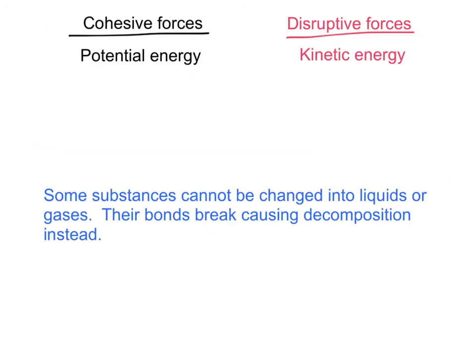So really quickly, cohesive forces are found more in solids and liquids. Those are potential energy. As that energy changes into particles moving, which is kinetic energy, we get gases. We get the disruptive forces becoming bigger than the cohesive forces that hold things together. And we get disruptive forces being big and kinetic energy being big, like in gases. Now, not all substances can be changed into liquids and gases. Some substances, when energy is added to it, the bonds actually break, causing decomposition instead.